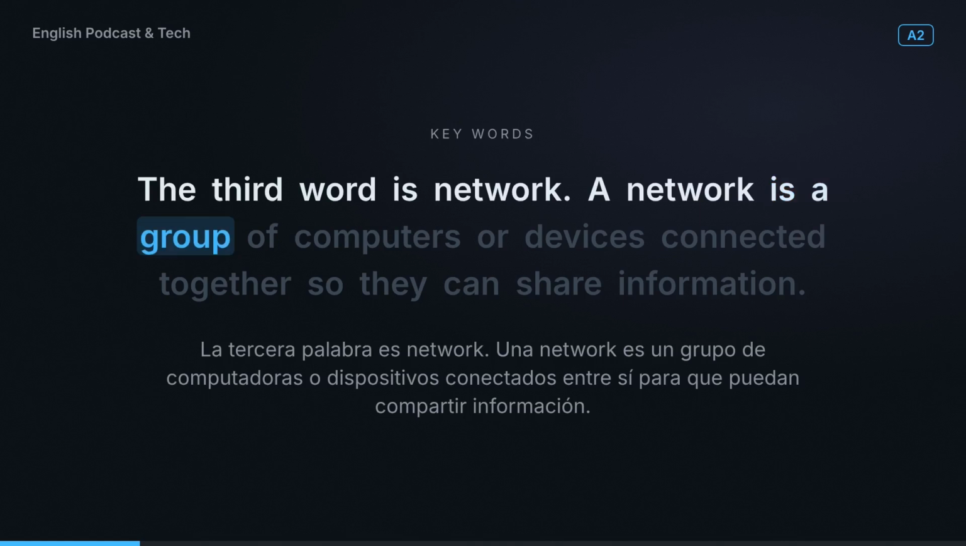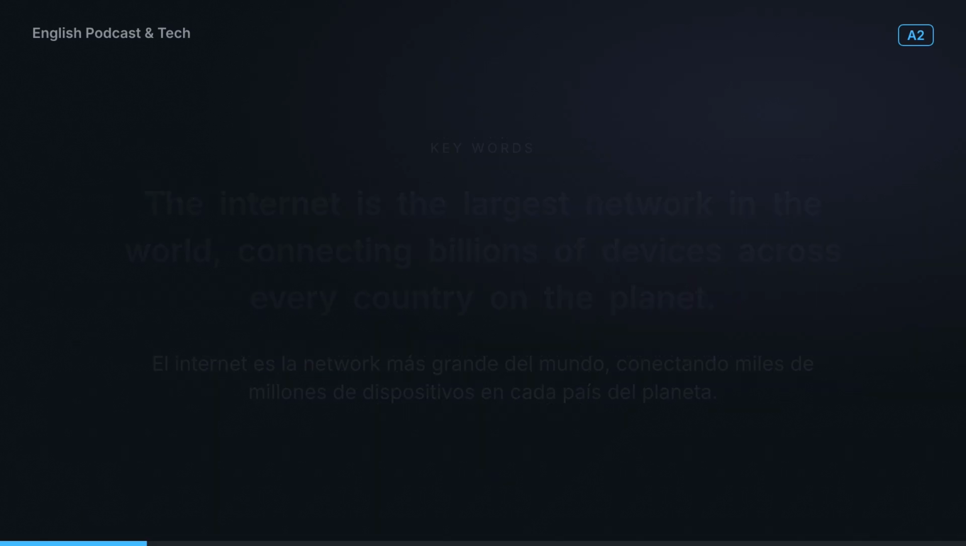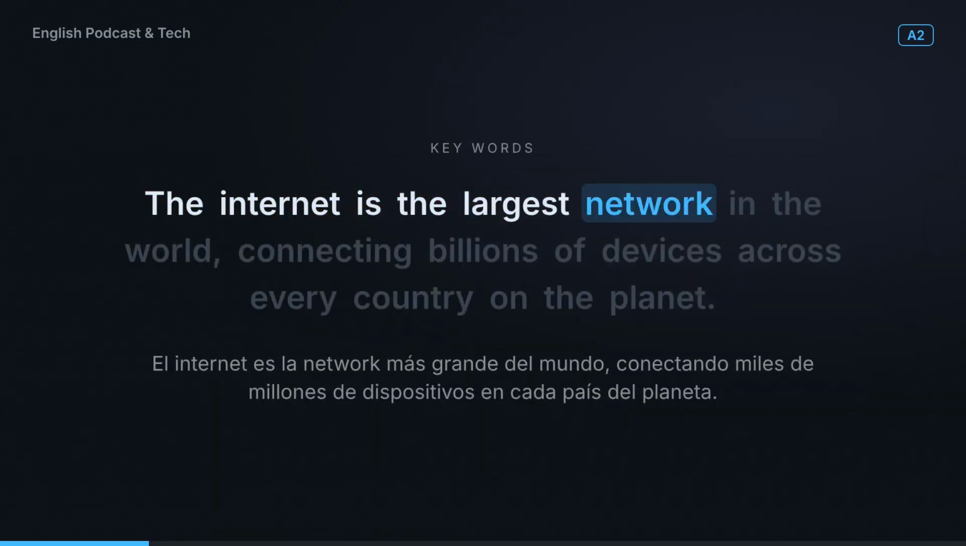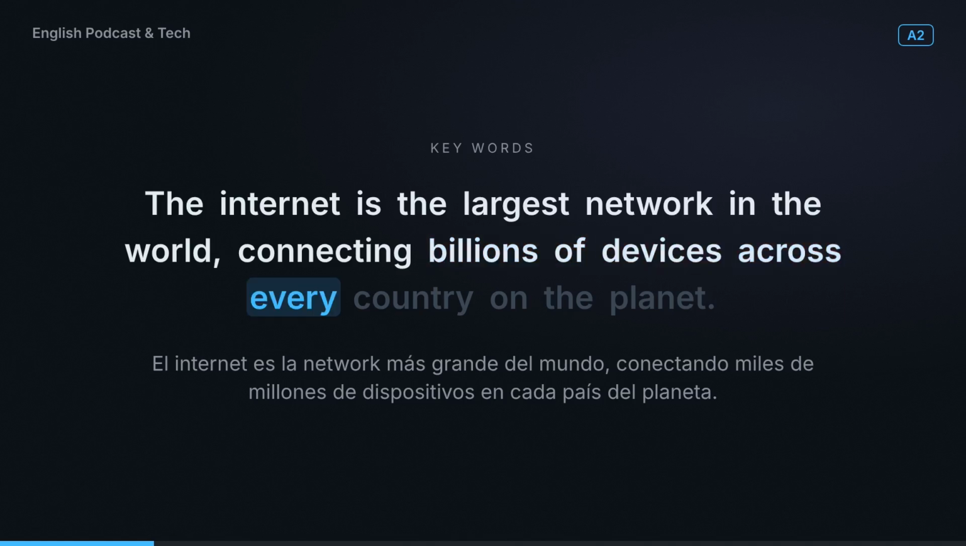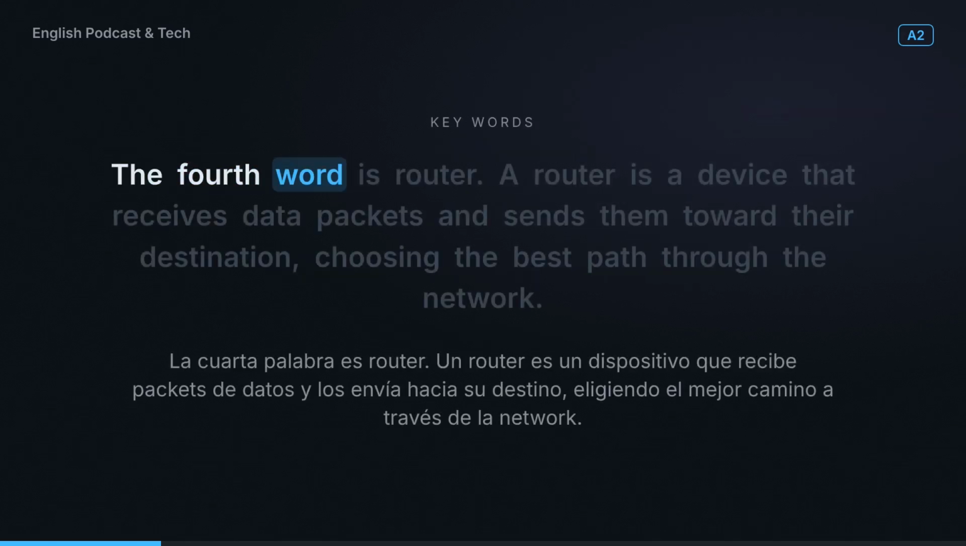The third word is network. A network is a group of computers or devices connected together so they can share information. The Internet is the largest network in the world, connecting billions of devices across every country on the planet. Repeat after me. Network.